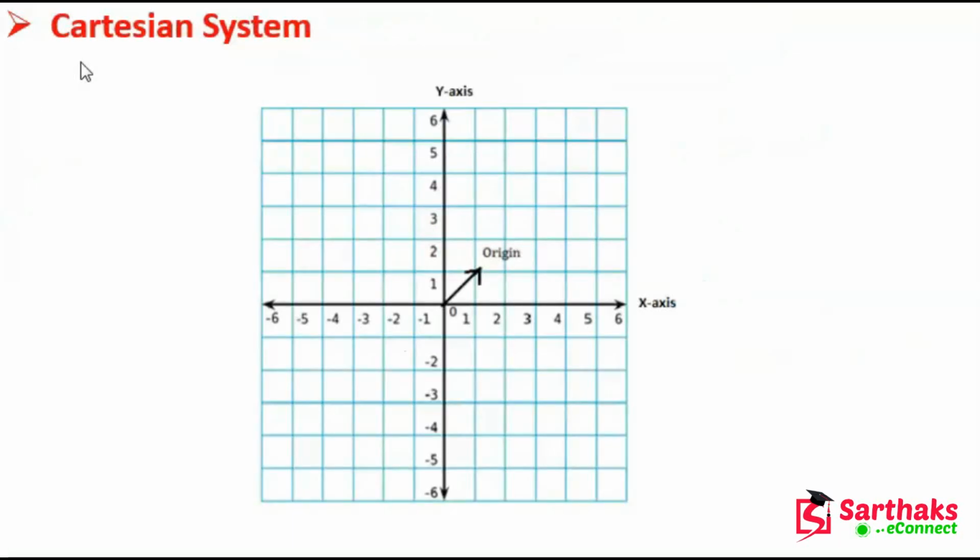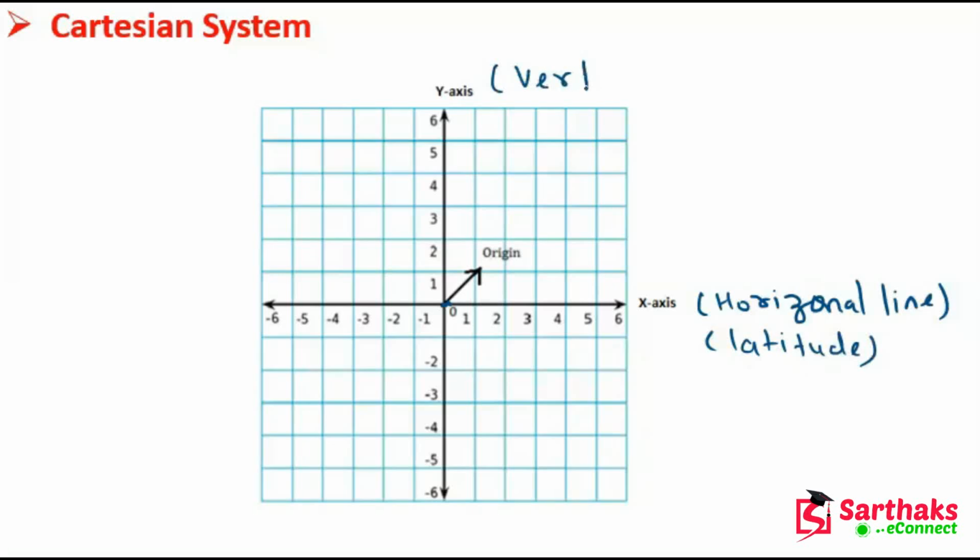Now let's see the Cartesian system, which we saw earlier. This is the x-axis and this is the y-axis. This is the origin. The x-axis is also called the horizontal line, and we can also call it latitude. The y-axis is also called the vertical line.